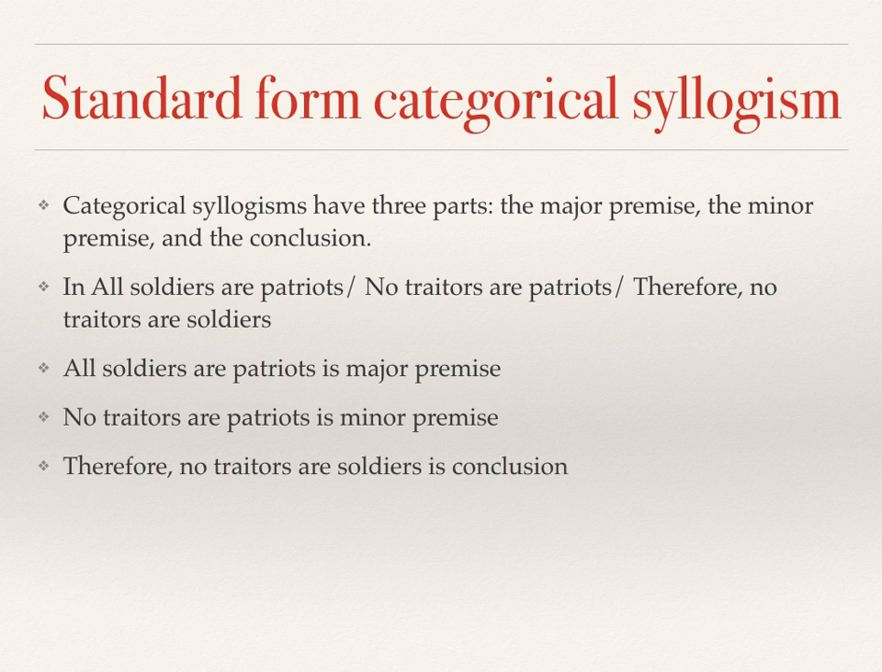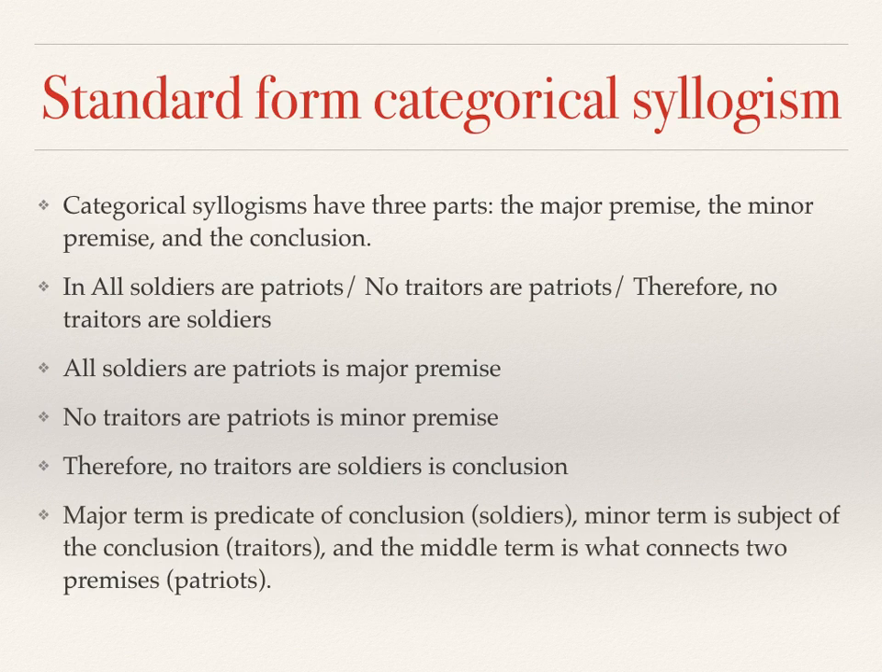Now, the other terms that are used to help clarify categorical syllogisms and also to determine whether they are valid or not are the types of terms involved. The major term is the predicate of the conclusion. Therefore, no traitors are soldiers. The predicate of the conclusion is soldiers, so soldiers is the major term. And you'll also see soldiers is the subject of the major premise.